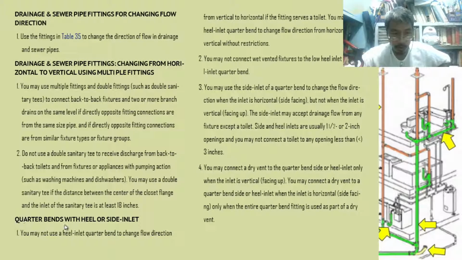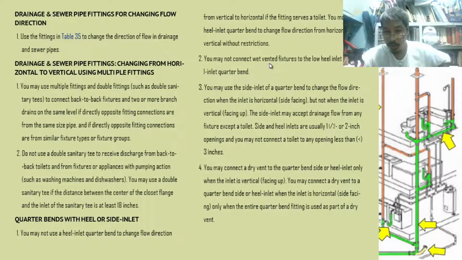So next, quarter bends with heel or side inlet. We already know what we mean by this. We already saw the picture. So you may not use a heel inlet quarter bend to change flow direction from vertical to horizontal if the fitting serves a toilet. You cannot do that. You may use a heel inlet quarter bend to change flow direction from horizontal to vertical without restriction. If that is the case, from horizontal to vertical.